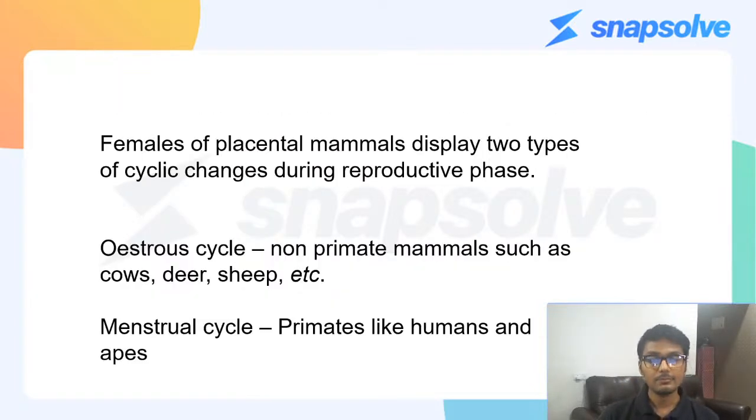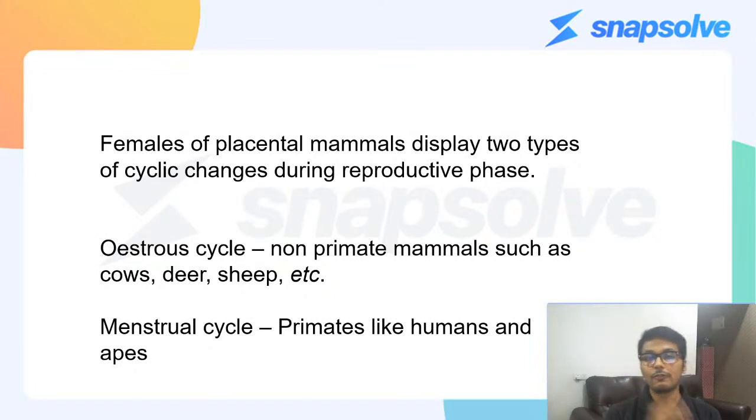Okay, now there are placental mammals. For those who don't know what a placental mammal is, it is a mammal which produces a placenta while it's in the womb of the mother. Okay, so when in the development or in pregnancy we can see the development of placenta, those kinds of mammals are known as placental mammals.